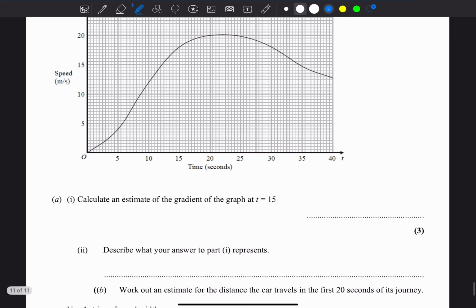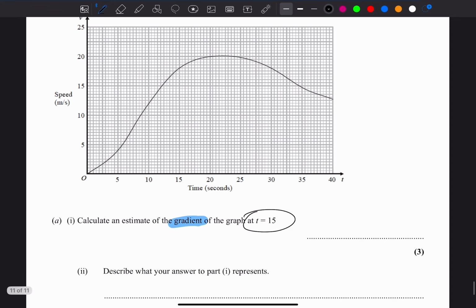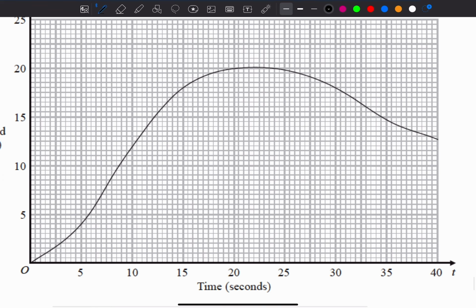This question, you must be very good at reading the graph. Easy one, always in and out. Calculate the gradient. The gradient in this graph is sometimes called the acceleration. At t equals 15, so you go to 15. Time is 15 here. One cross before, one cross after, doesn't matter, very, very close.